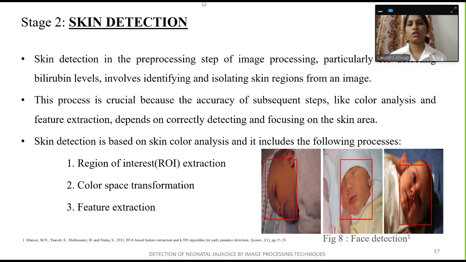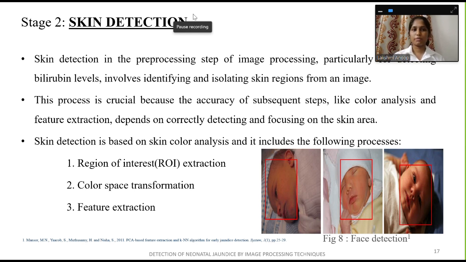Next stage is skin detection. Skin detection in the pre-processing step of image processing, mainly in bilirubin levels, involves identifying and isolating skin regions from an image. This process is crucial because the accuracy of subsequent steps like skin color analysis and feature extraction depends on correctly detecting and focusing on the skin area.